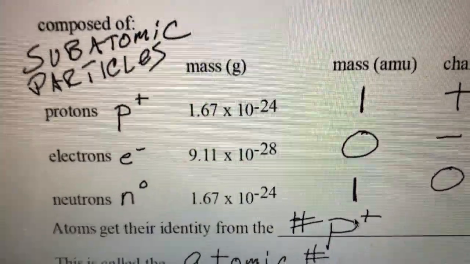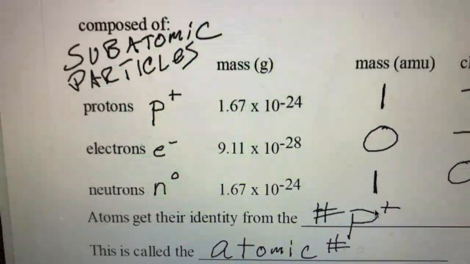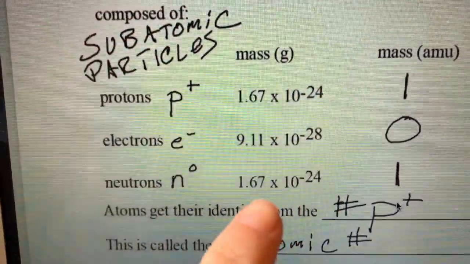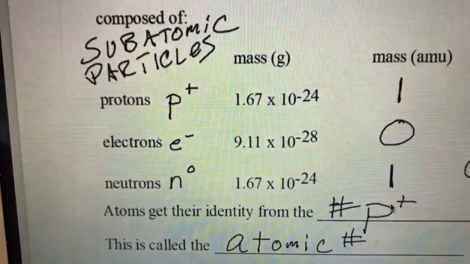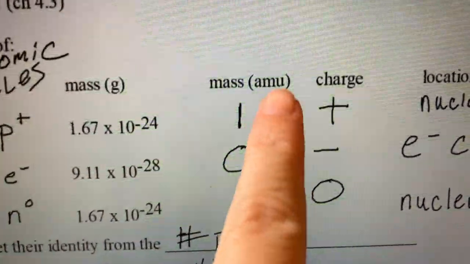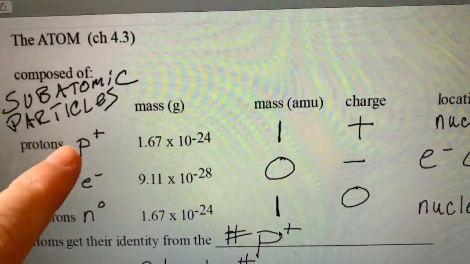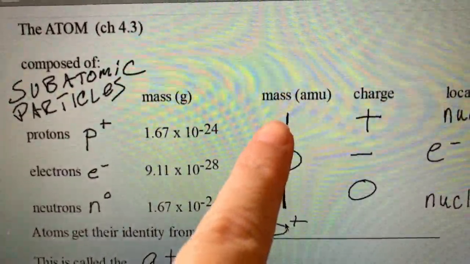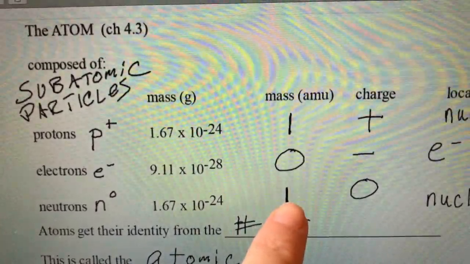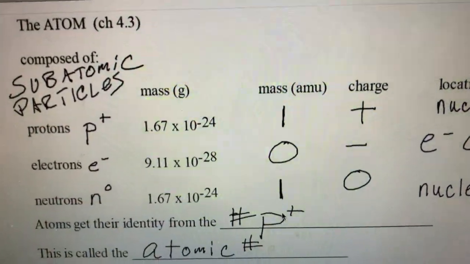What I've given you is the masses of these, actually in grams, and you can see it's an incredibly small mass. We don't use these numbers because they are so tiny. Instead, when we're talking about the mass of subatomic particles, we use a unit called AMU, which is atomic mass unit. The mass of a proton is considered 1 atomic mass unit. Neutrons have the exact same mass.